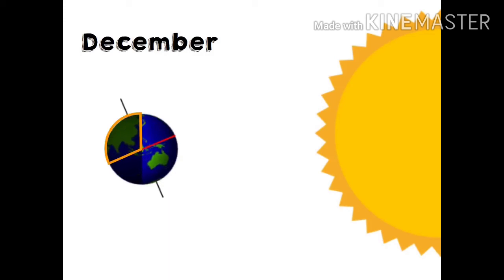The amount of darkness is now much greater than the amount of sunlight that the northern hemisphere receives. This means that the days will be shorter during December and the nights will be longer. In the northern hemisphere, this is wintertime.